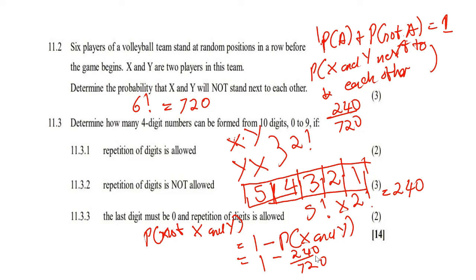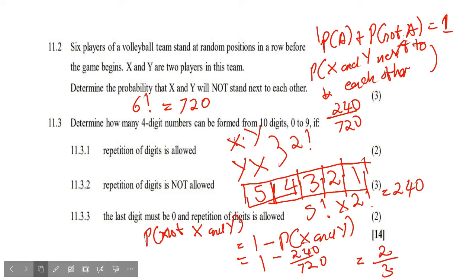Now, again, punching that in your calculator, you have 1 minus 240 over 720. That's going to give us 2 over 3, right? So just like that, you have your probability of X and Y not standing next to each other. So whenever you are given a question that says "not", always put it in the back of your mind that you must use complementary events, right?